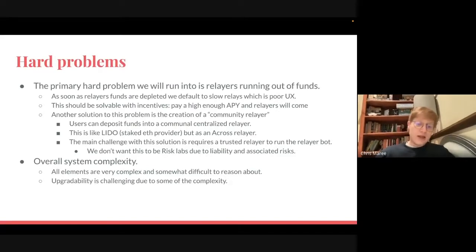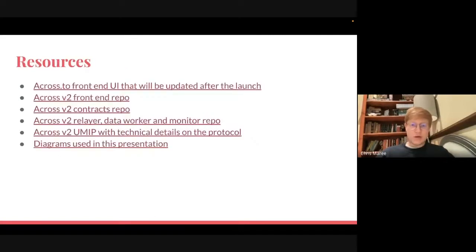Also, upgradability as a result of this complexity is kind of hard. For example, what happens if you upgrade a spoke pool while one of the bundles is in liveness? There are all these weird edge cases that come about as a result. Anyway, those are the hard problems. I'm sure you guys will identify some more when we go through some questions.